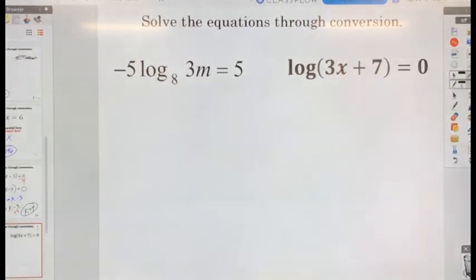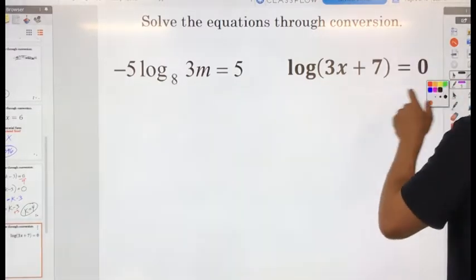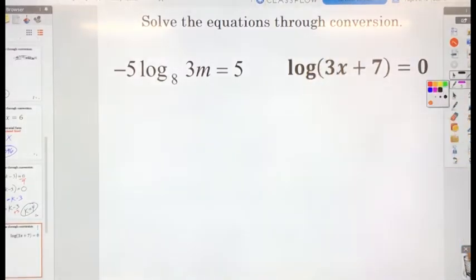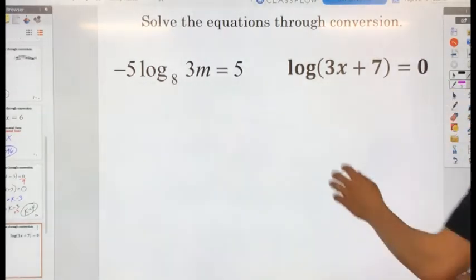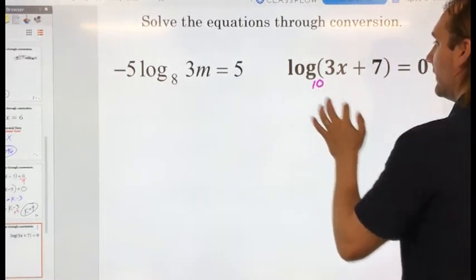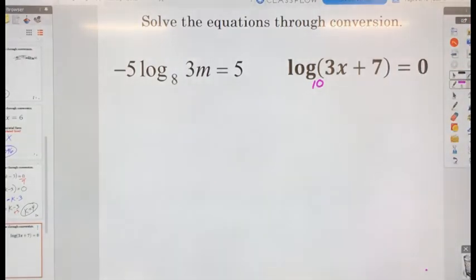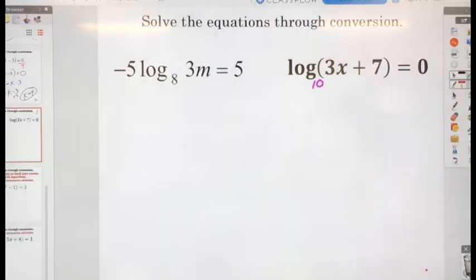Now it's your turn. Solve these two expressions. Note with this one right here, what's its base? This is log base 10. Very good. If the base is missing, it's always going to be a 10. I know it by heart.